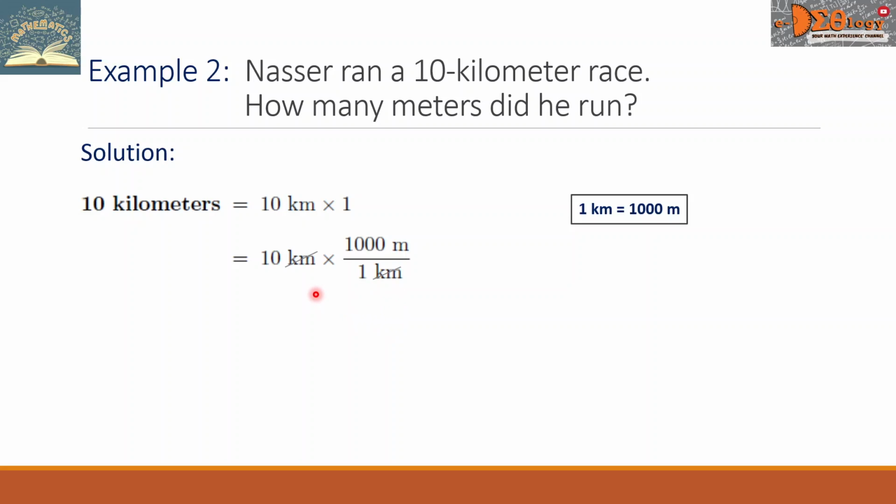Then we proceed to our operation. 10 times 1000 and divide by 1. So we have 10,000 and the remaining unit here is the meters. So we write here m. So our answer is Nasser ran 10,000 meters.